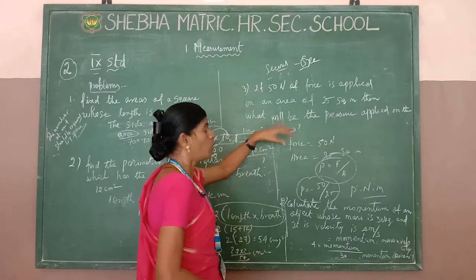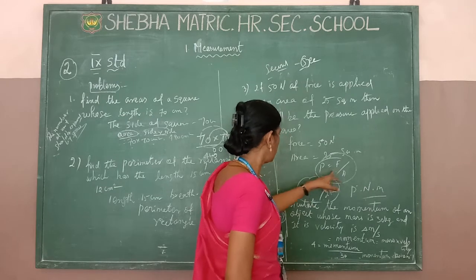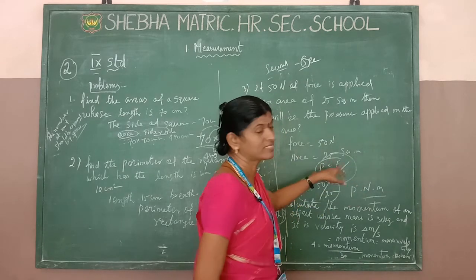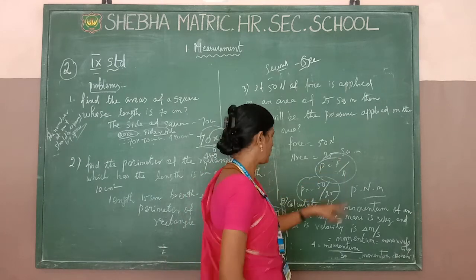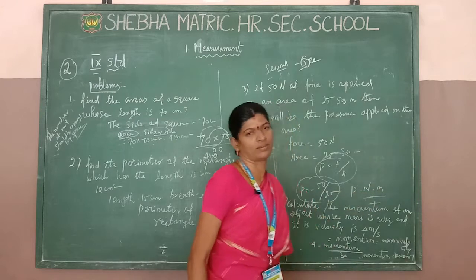Once again, if 50 newton of force is applied on the area of 25 square meter, next, what will the pressure be? P equal to F by area. Pressure equal to force by area. That is the formula.